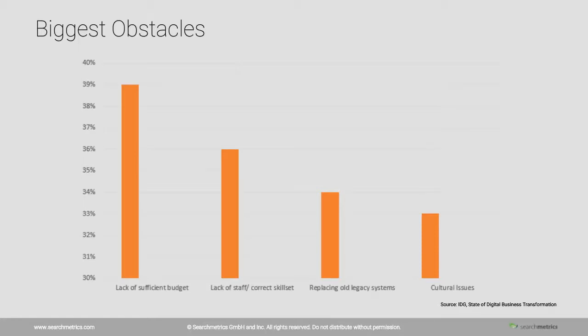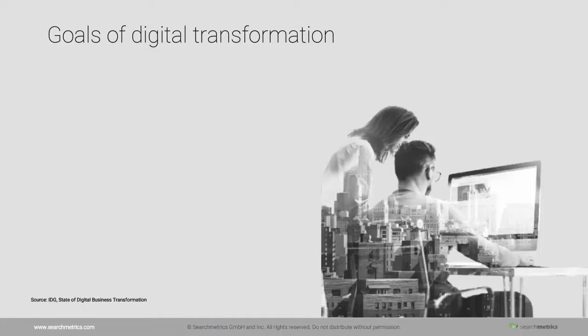I don't know if this is a lack of business prioritization or so, but this is actually the fact here. The second biggest one is lack of staff and the correct skill set, followed by old legacy systems and replacing them, so really breaking the core habits of the company, and then cultural issues. But luckily, we are covering the last three in this webinar and will give some examples of how to overcome these obstacles. So let's have a look at the goals of digital transformation for most companies.